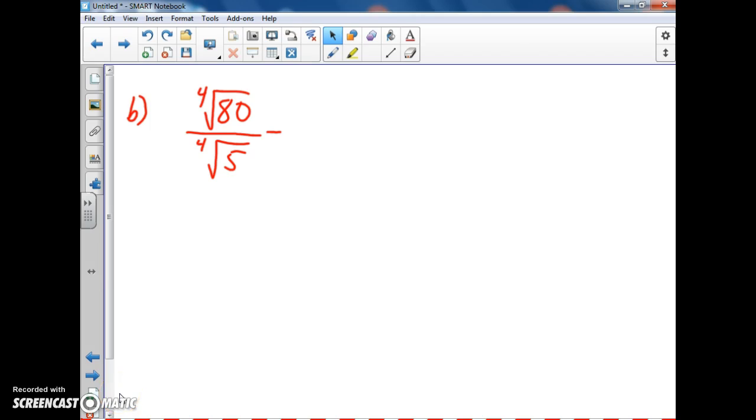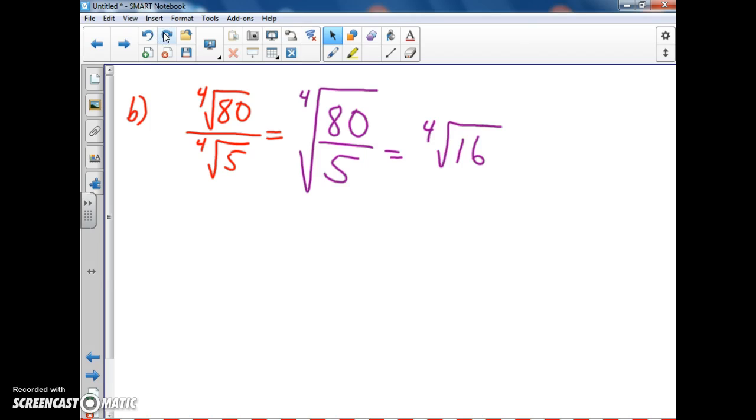Now we have both the 80 and the 5 living in a 4th root house. It's a 2-story house. What would you do now? Divide. What's 80 divided by 5? 16. Everybody getting 16? You're right. Very good. 80 divided by 5 is 16. What are you going to do now? Break it down.